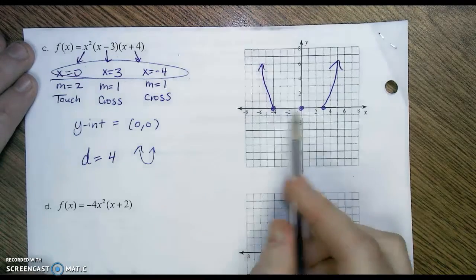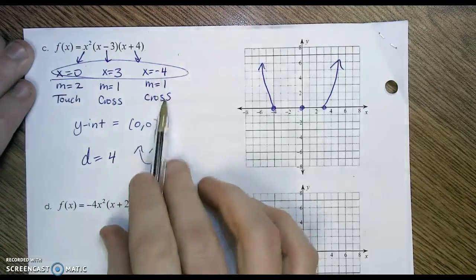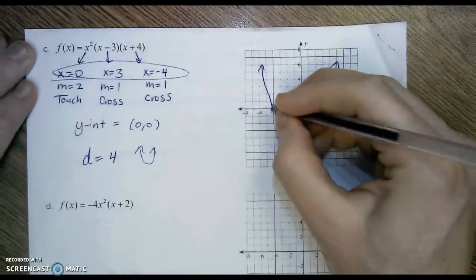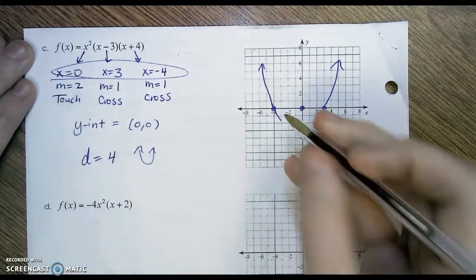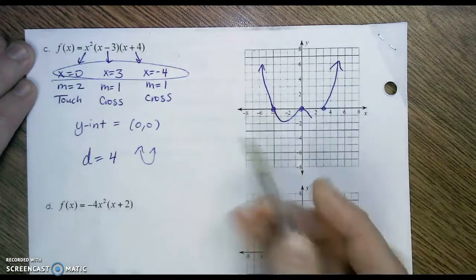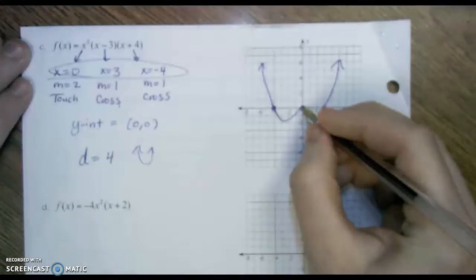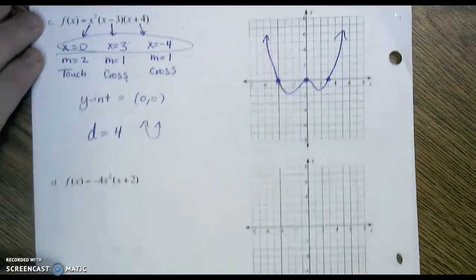And then I have to figure out how to connect them in the middle, so I look at my touch, cross. Negative 4 crosses, so it's going to go through the x-axis. 0 touches, so it's going to touch at 0 and bounce back down. 3 crosses, so it's going to come back up and cross through at 3. So it makes a W looking shape.